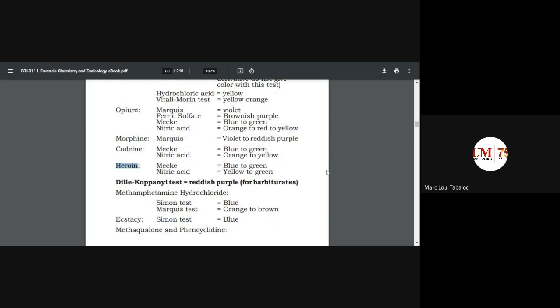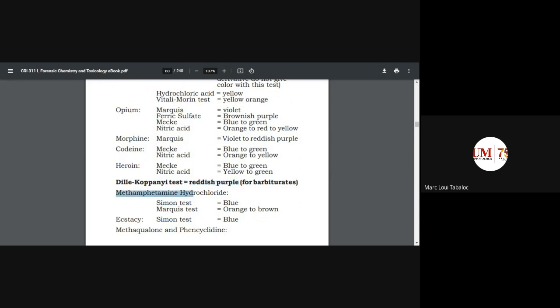For sedatives such as barbiturates, the common color test used is the Dille-Koppanyi test. If the specimen turns into a reddish-purple color after a few minutes or even seconds, then there's really a positive presence of barbiturates in the specimen.